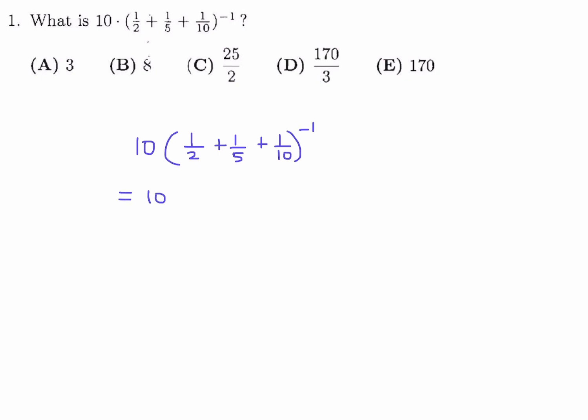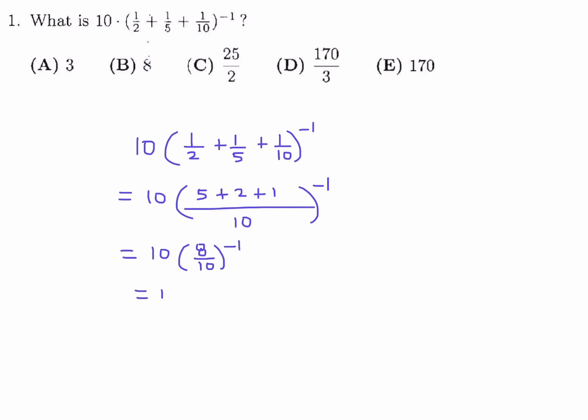Well, in the fractional part, it will be a common denominator of 10, and on the top you'll have 5 plus 2 plus 1, and we have to take that to the -1 power. So this will be 8 over 10 to the power of -1, and that becomes 10 over 8. So multiplying through, we get 100 over 8, and that is 25 over 2. So number 1, the answer is C.